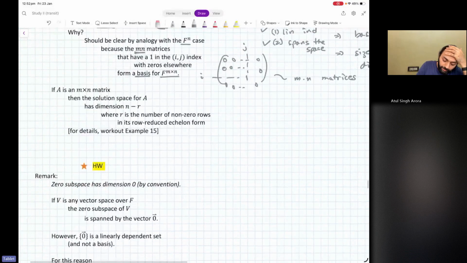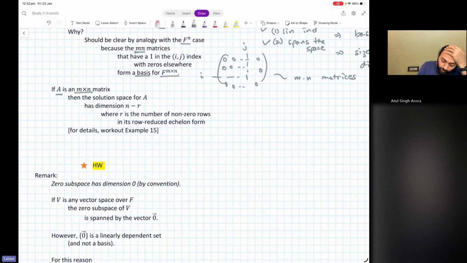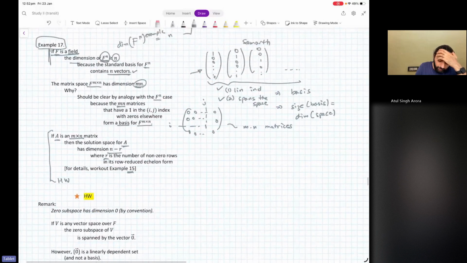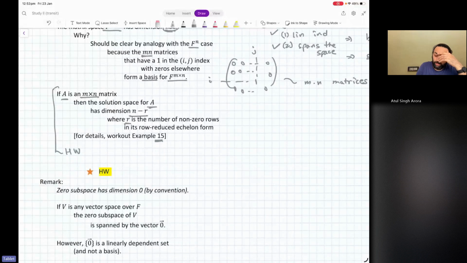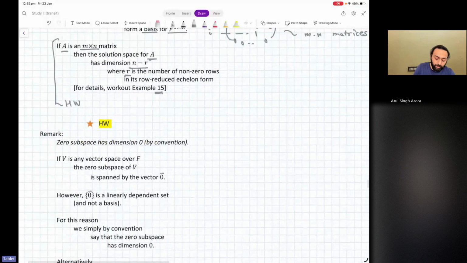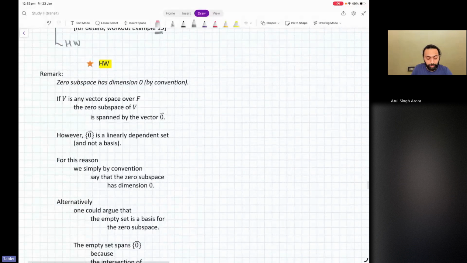Sounds good. All right. And then if A is an m cross n matrix, then the solution space for A has dimension n minus r, where little r is the number of non-zero rows. So this part I'm going to maybe put as an assignment, because it's related to example 15 that I skipped for now, so I think I'll leave that. The idea is very similar. You're going to look at the basis, and then using the basis, you can conclude what the dimension should be by the number of elements in the basis. All right.